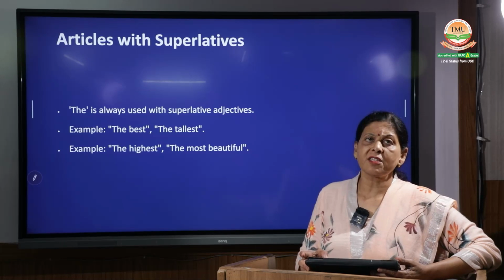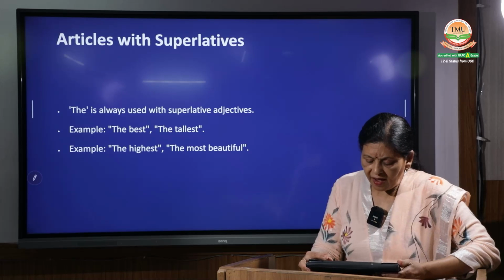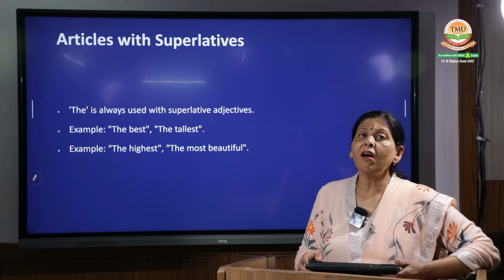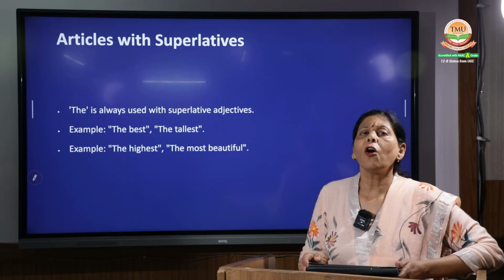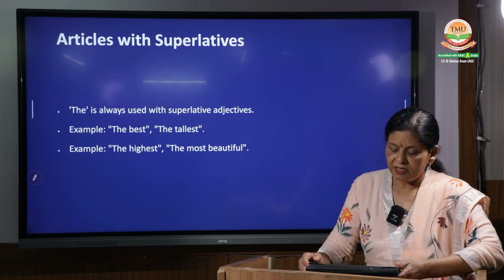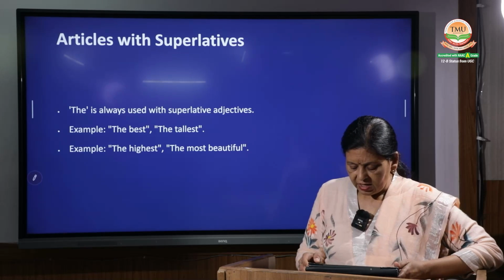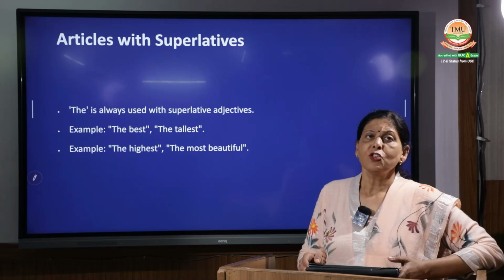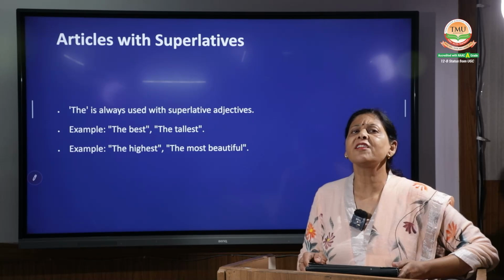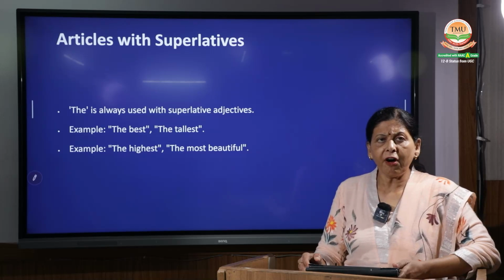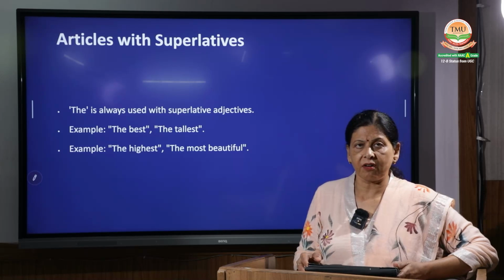Articles with ordinals. The article the is placed in front of ordinals. What are ordinals? Ordinals are first, second, third. In front of first, second and third, we will always place the definite article the: the first, the second, the third.